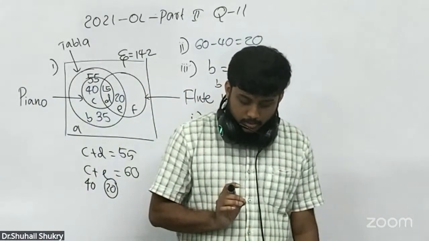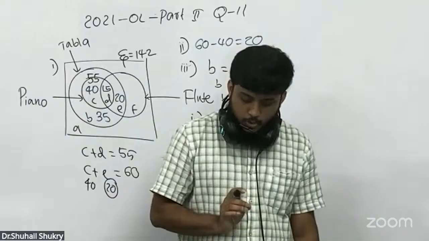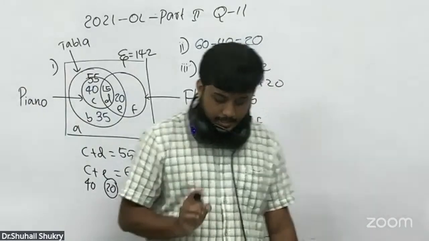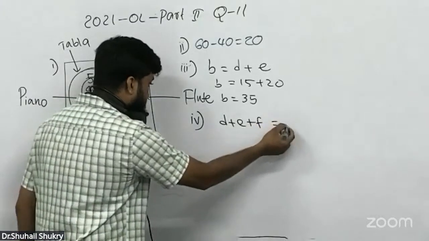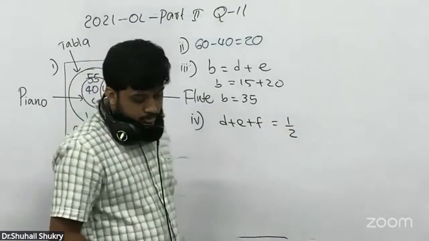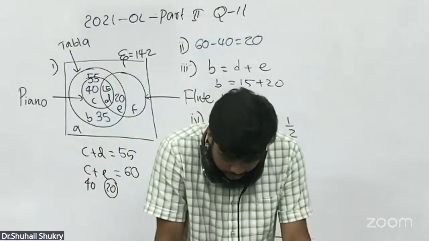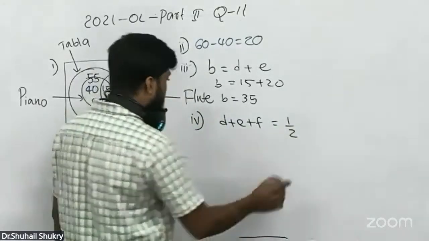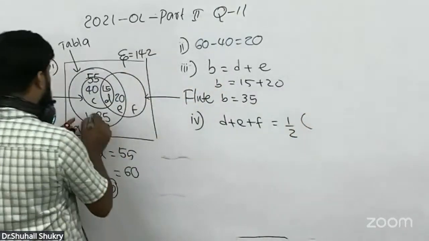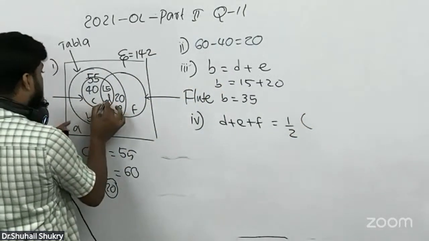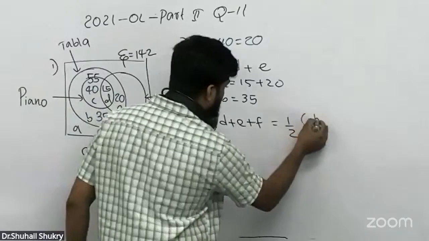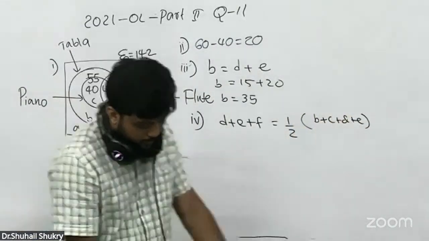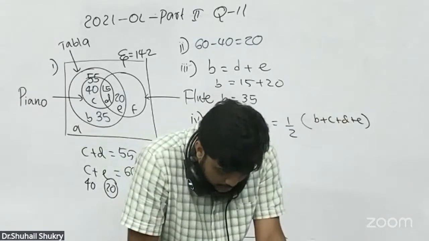Okay. The number of musicians who play the flute is exactly half, so we put the equal mark, half of the number of musicians who play the tabla. Who are the people who play tabla? B, C, D, E. You have to add everything. When you make the connection, you can develop here. First of all, we'll solve this.